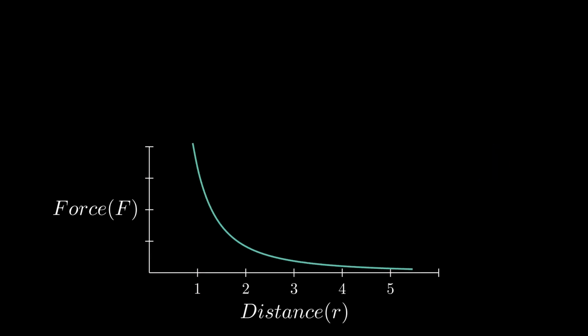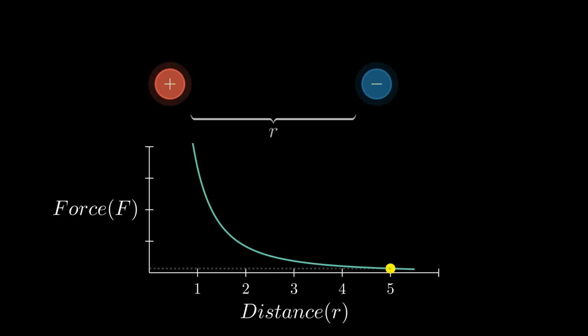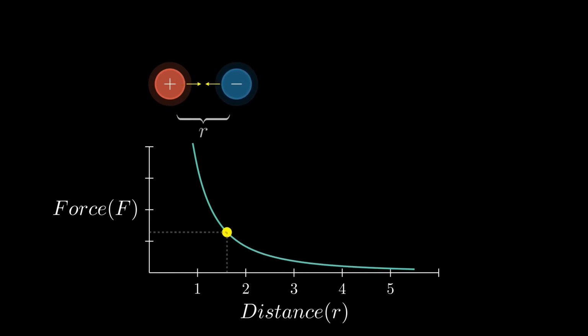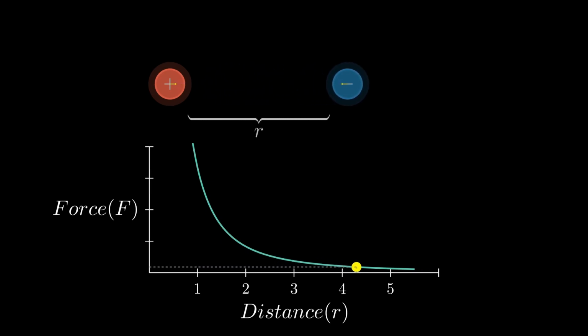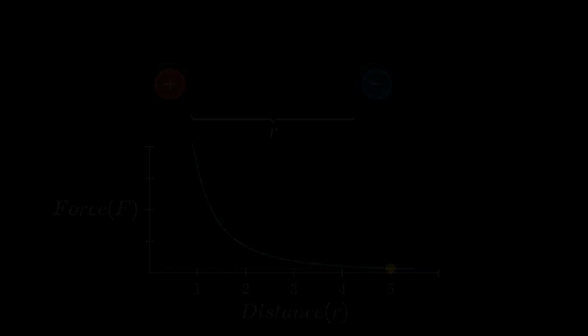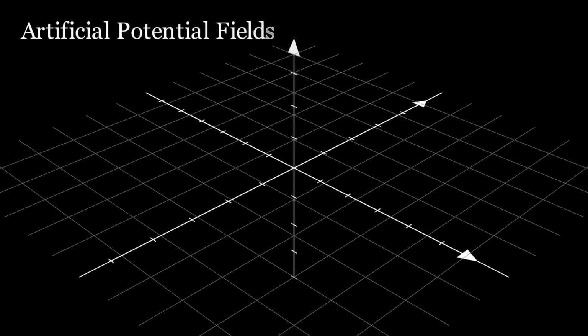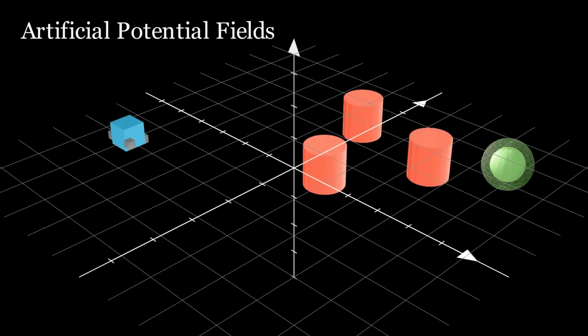Let's look at that on the graph. If we reduce the distance, we increase the force exponentially. If we increase the distance, the force reduces. In artificial potential fields, the goal of the robot applies an attractive force, and the obstacles will always apply a repulsive force on the robot, pushing it towards the goal.